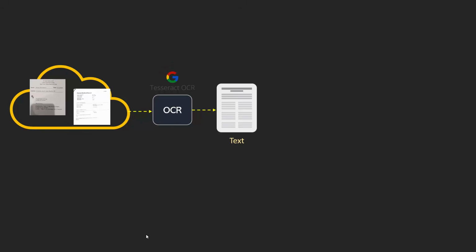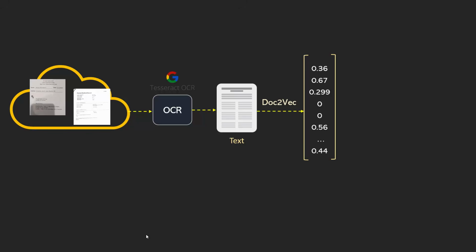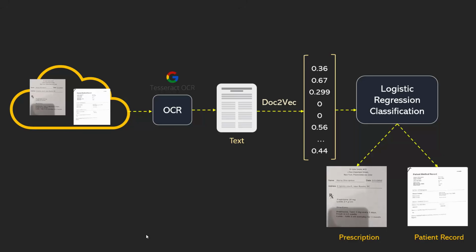So as a first step, you can use maybe Google's OCR, which is Tesseract, to convert image data into text data. And then you can use an approach like doc2vec, which is document to vector, to convert text into a vector. And then a similar approach as the previous one, which is a logistic regression classifier, which can tell you whether it's a prescription or patient medical record.